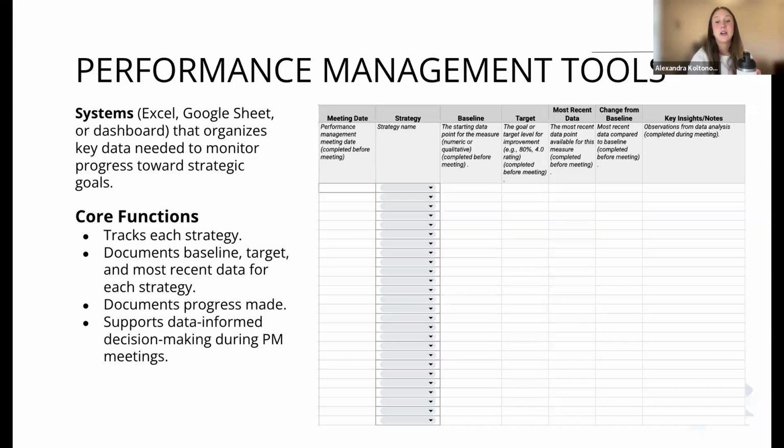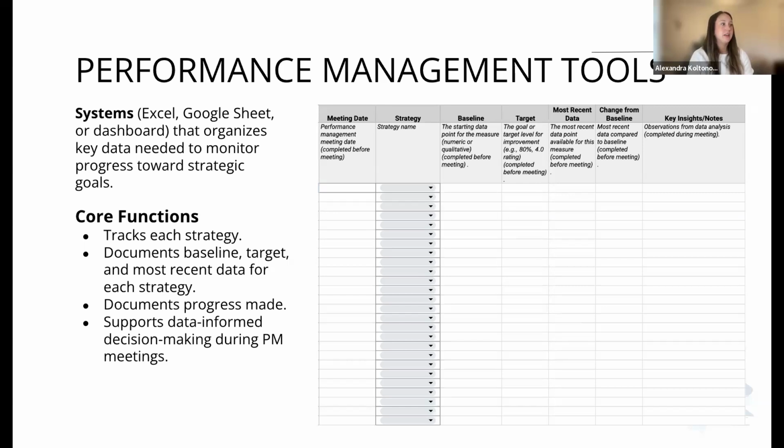All right, so now that we've talked about the routines, we're going to talk about the actual systems or tools that you're going to use to actually do the performance management work. Performance management tools are systems. In our case, it's just a tab within our implementation plan, tab 9, that organizes key data needed to monitor progress and progress towards those strategic goals. Again, this was already added as that tab to Temple's implementation plan. I will add it to Lytle's.